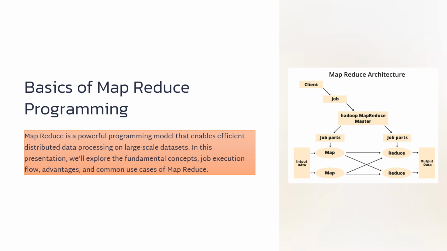MapReduce is a powerful programming model that enables efficient distributed data processing on large scale datasets. In this presentation we will explore the fundamental concepts, job execution flow, advantages and common use cases of MapReduce. So here is the MapReduce architecture: client, then job, then Hadoop MapReduce master. From there, it is divided into two job parts. From there, input data is fed to map, then to reduce, and then to output data.